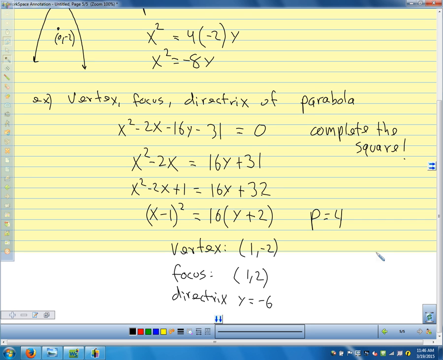Yes? Because the x is squared, that tells us it's vertical. If the y was squared, then it would be horizontal. Okay? No, that was fine.